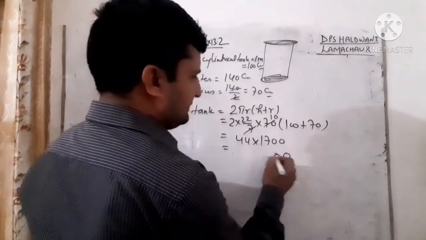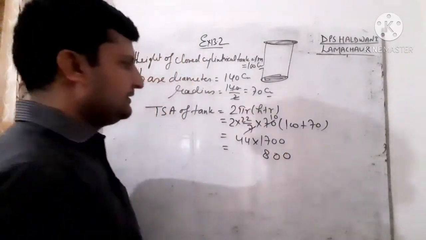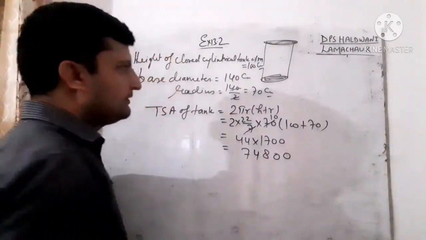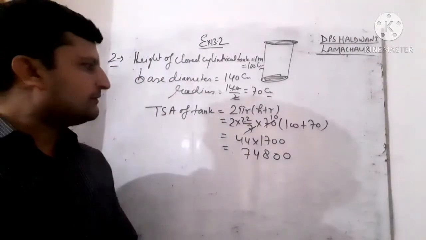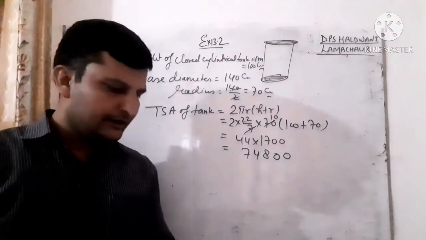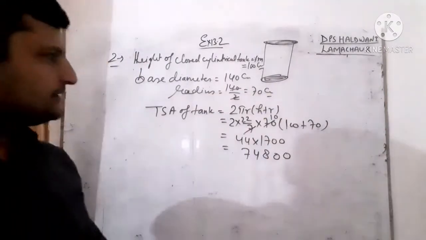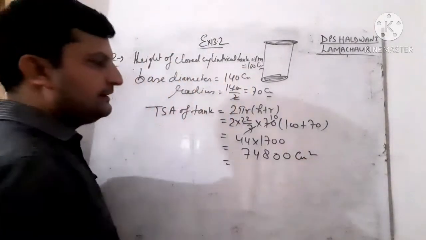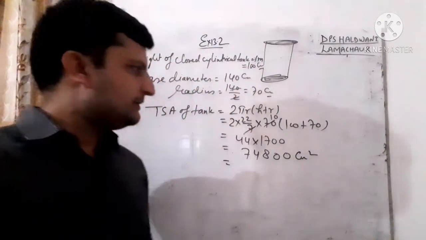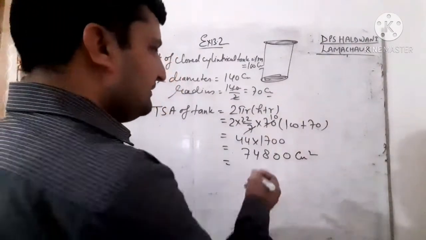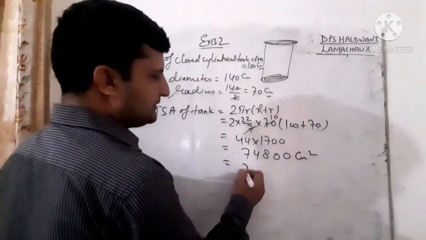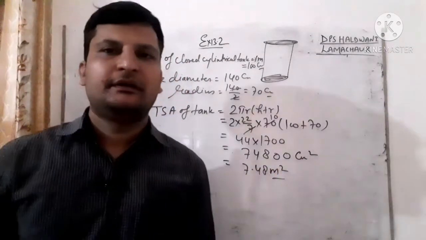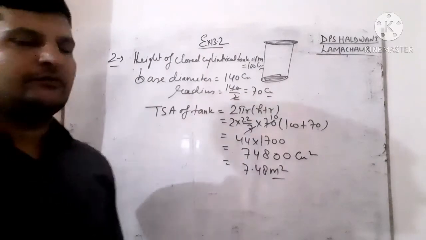Now we have to calculate it. After calculating this, it is coming 74800 centimeter square. So student, if you want to write it in the form of meter square, you have to divide it by 100 into 100. When we divide by 100 into 100, that is coming 7.48 meter square. So the area of the total sheet is 7.48 meter square.